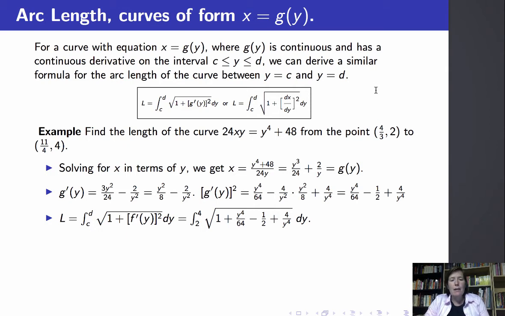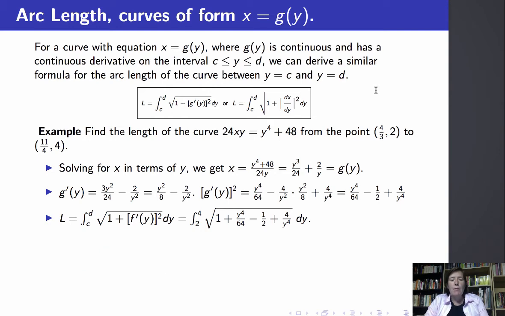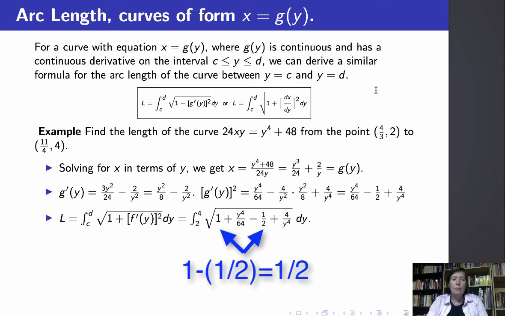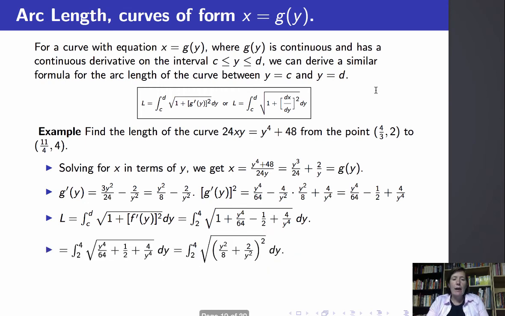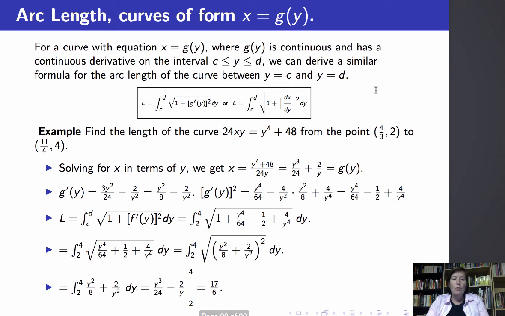So we have our arc length is the integral from 2 to 4 of the square root of 1 plus g prime of y squared. And once again, that middle term of minus 1/2 becomes plus 1/2 when we subtract it from 1, and we get a plus b squared, or y squared over 8 plus 2 over y squared, squared, under the square root sign. Now, of course, the square root and the square will cancel, and this is a positive number equal to its absolute value.